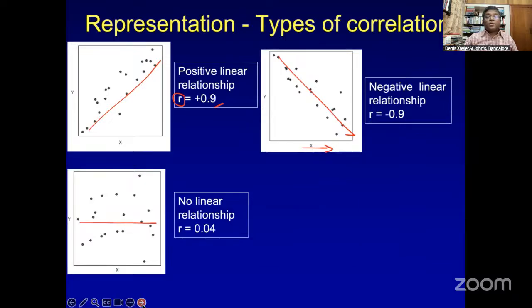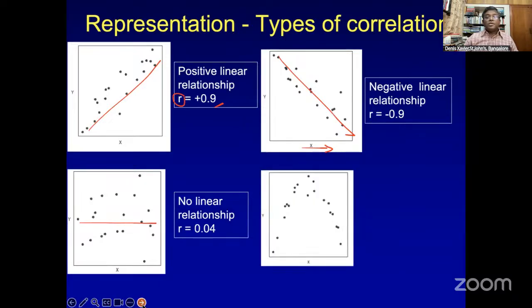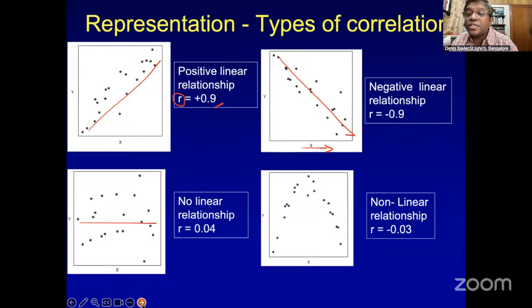Now look at the next one. What is this? This is a non-linear relationship, versus no linear relationship. Okay. Something increases like this and then it decreases. Can you think of an example in biology? Something goes up and down.